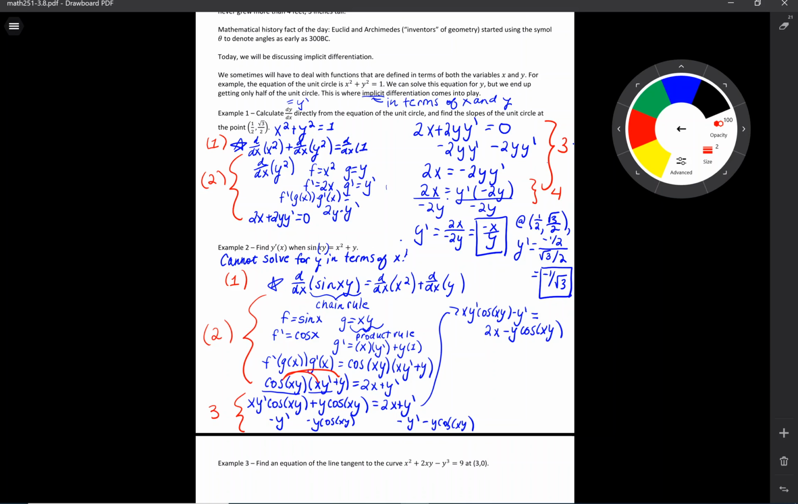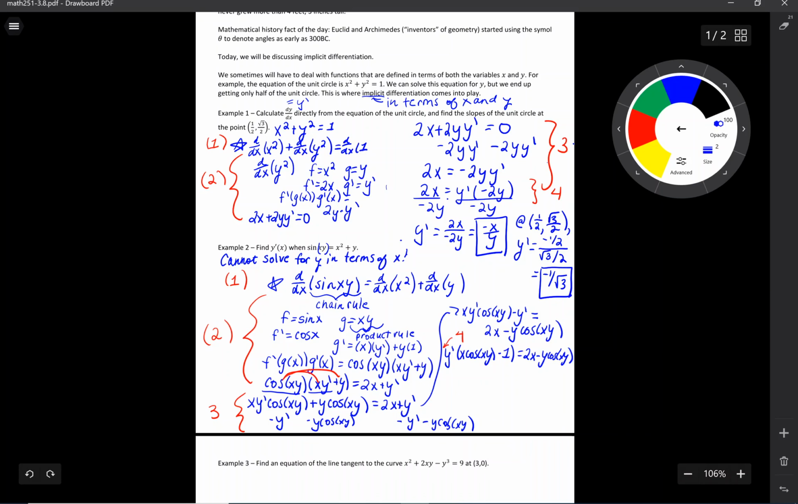Now I need to factor out a y prime from the side with the y primes. When I do that, I get y prime times x cosine xy minus 1 equals 2x minus y times cosine xy. This is step number 4.